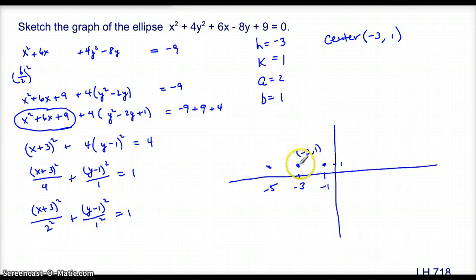So that's how far left and right it goes. How high up and down does it go? Well, b tells us how far up and down. B is half the length of our minor axis, so we go up 1 unit. Okay, and that point would have coordinates negative 3, 2. And we're going to go down 1 unit, and this point has coordinates negative 3, 0. Okay, and then we can just sketch in our ellipse. It's just going to connect these points. Okay, I'm no artist, but that is my sketch.